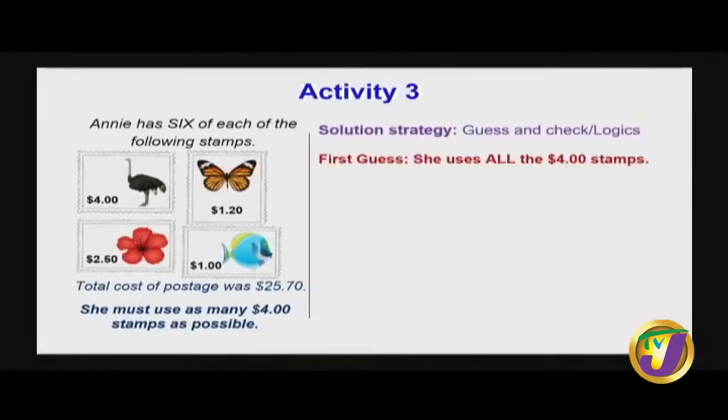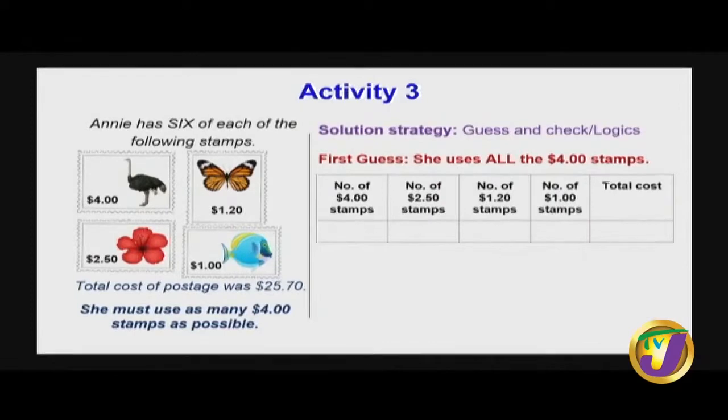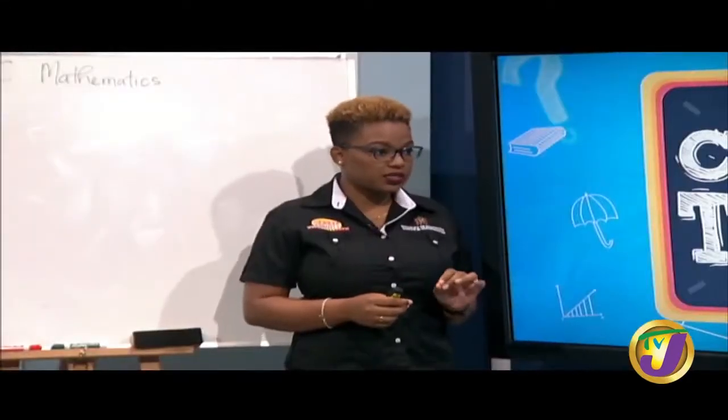So we're going to guess and check, and we're not just guessing, we're using logic to make our guess. Let's assume she used all her $4 stamps. How many did she buy again? 6 of each, so she has 6 $4 stamps. Let's see how that works out. 6 $4 stamps would cover a cost of $24. So Annie needs $1.70 more to post the parcel, because the entire cost of the postage is $25.70.